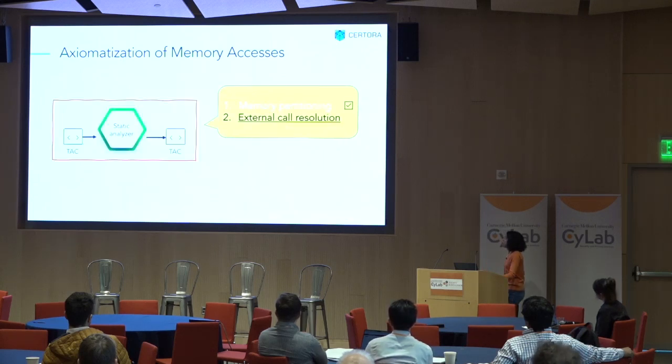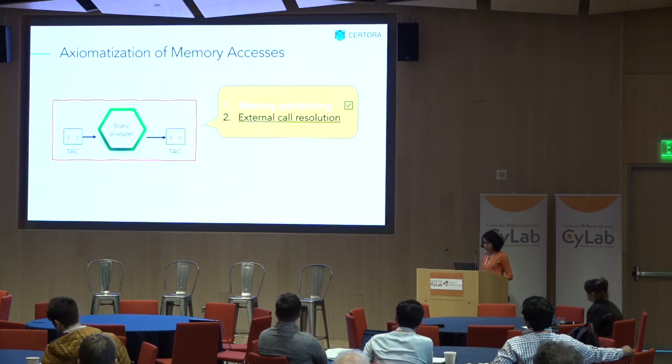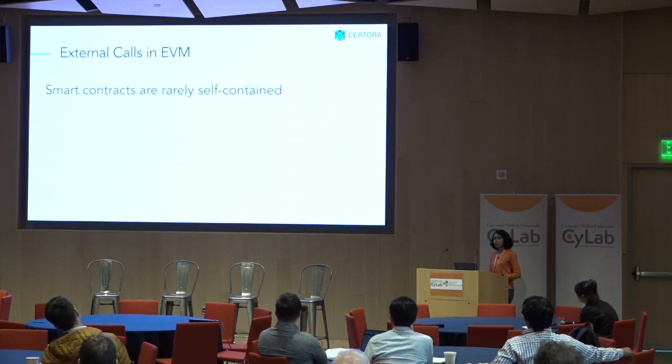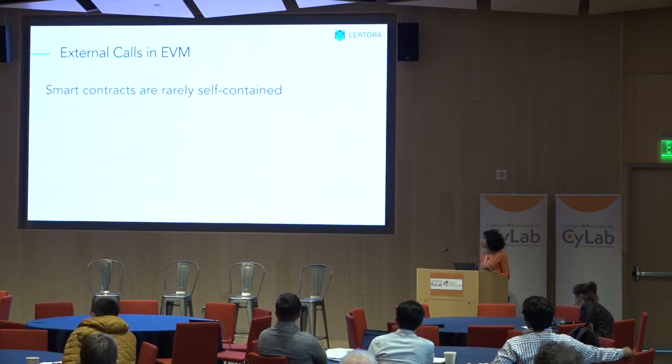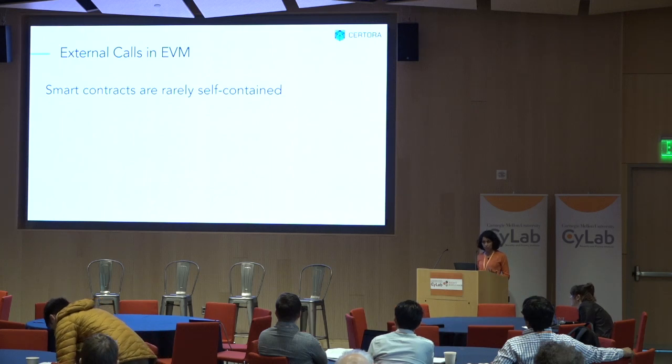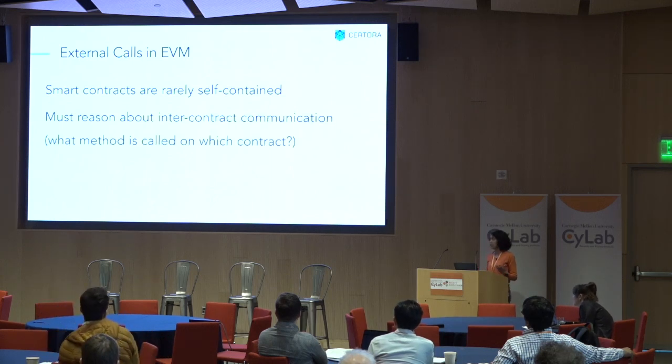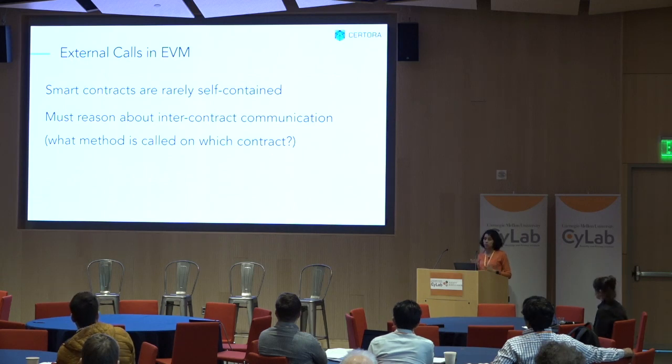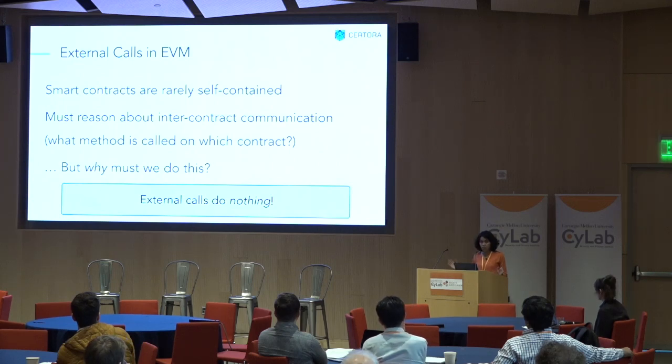The second thing I want to talk about is external call resolution. What do I mean by external calls? If you've done any Solidity programming or smart contract programming, you probably know that these programs are never self-contained. There are many contracts calling methods from each other, and you want to know what method from which contract is being called. Now, the question is, why do you want to know? If you are doing verification, maybe you can just say, well, maybe external calls do nothing.